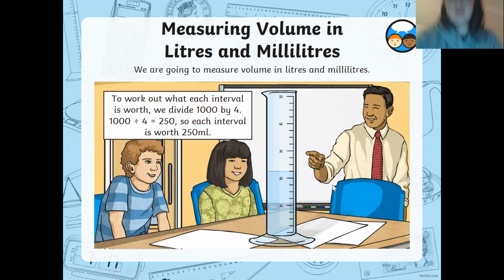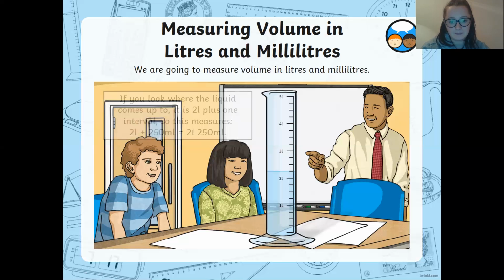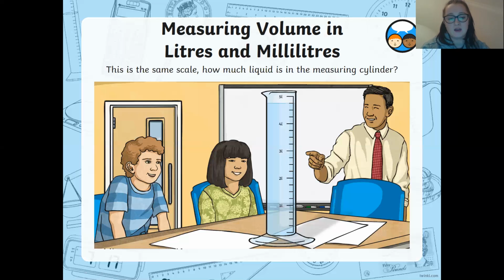So it says here, we've got 2 litres, and we know that's 250 millilitres. So that's 2 litres and 250 millilitres. But what it also could be is 2,250 millilitres. Gosh, this is so tricky today. So we were right there.